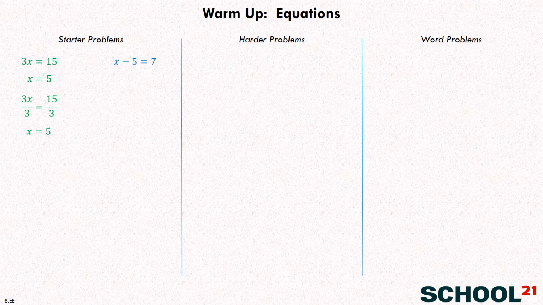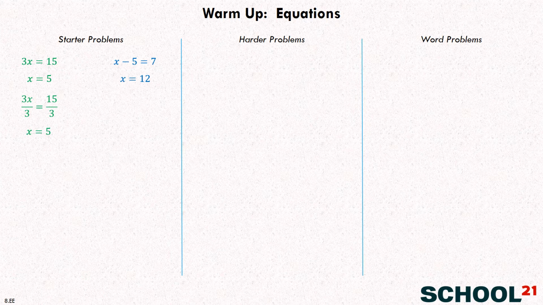Okay, so over here we have x minus 5 equals 7. So some number minus 5 is going to be 7. How about that one in your head? What's that number? 12. 12, okay? So we know that x has to equal 12 because 12 minus 5 is 7.